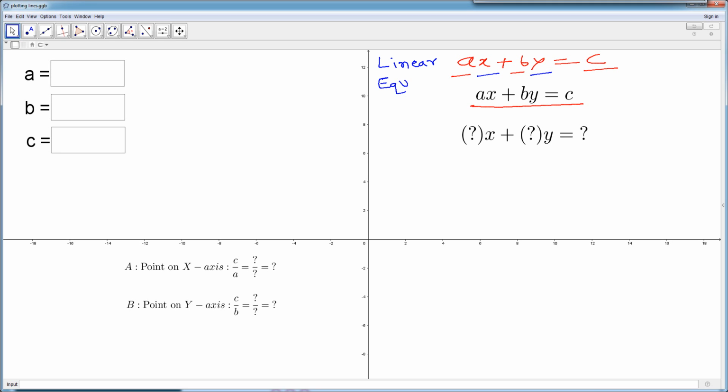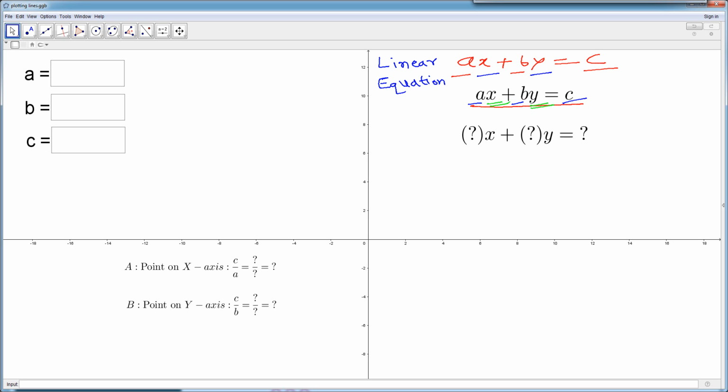So the equation of a line can be described in the form ax plus by is equal to c. Here a, b, c are constants or real numbers, whereas x and y are variables. Any equation in this form will represent a straight line. Let us see different examples of straight lines.